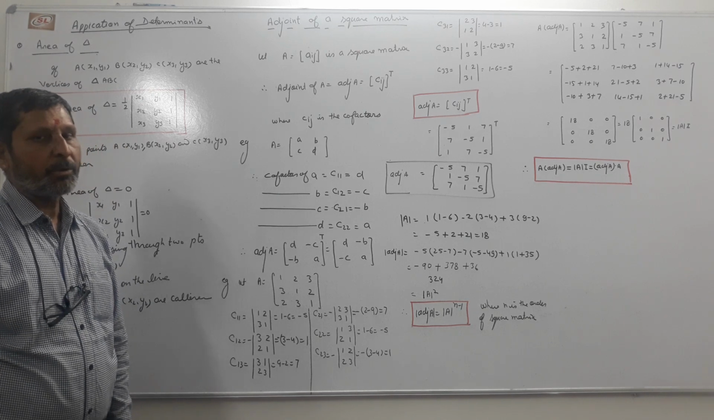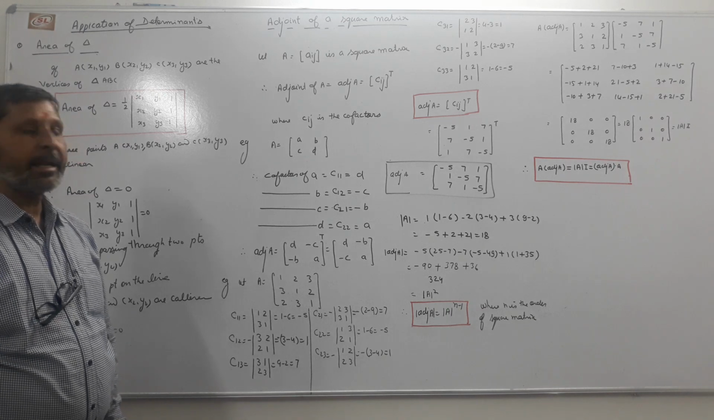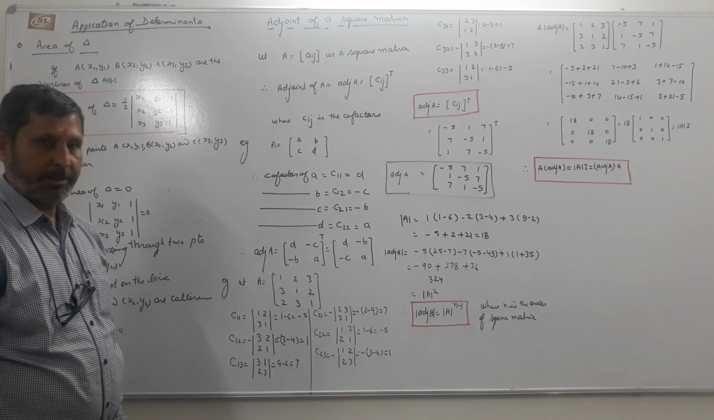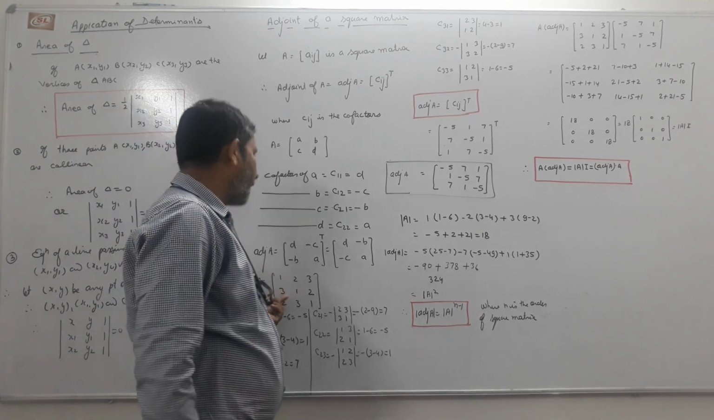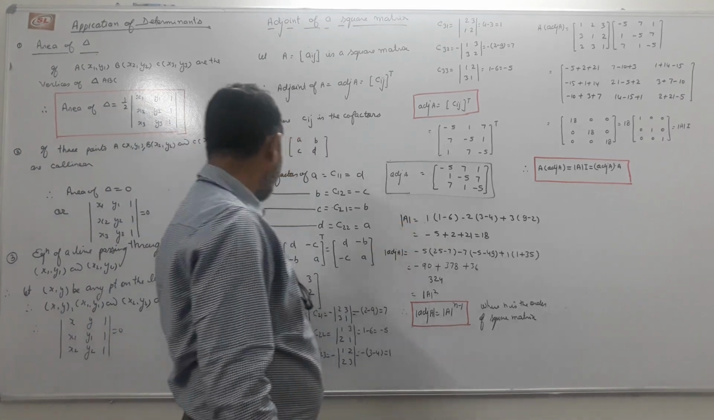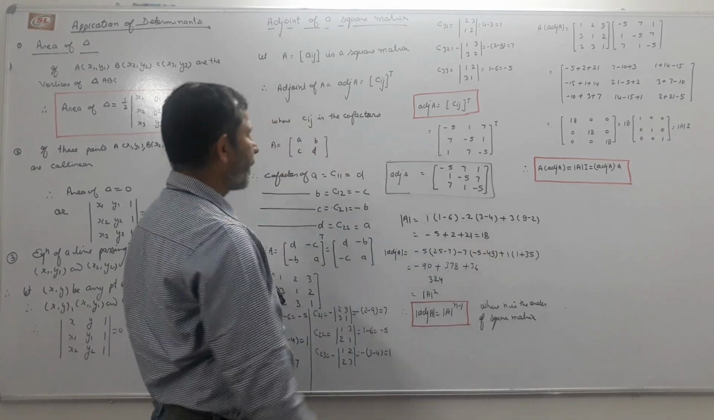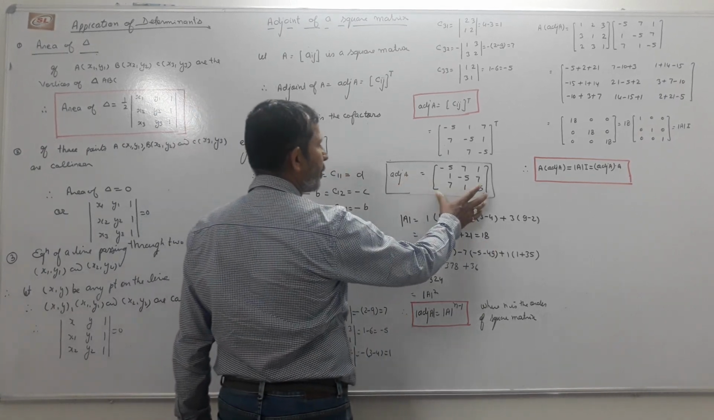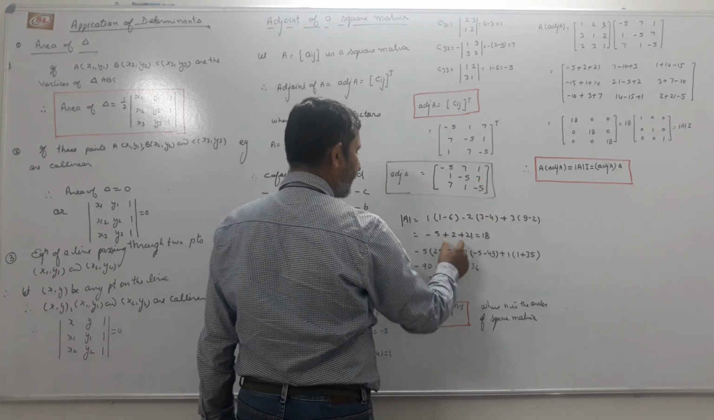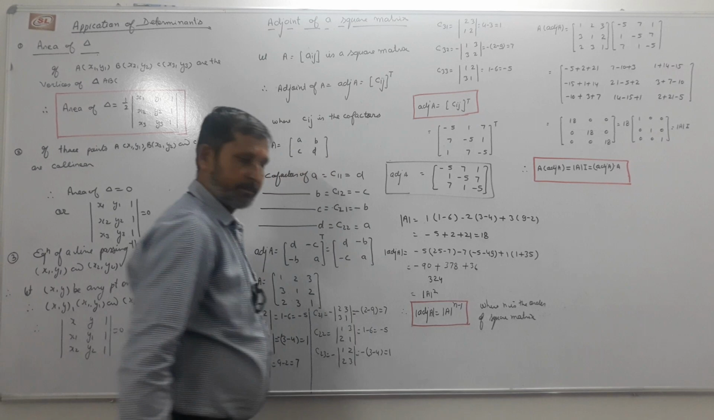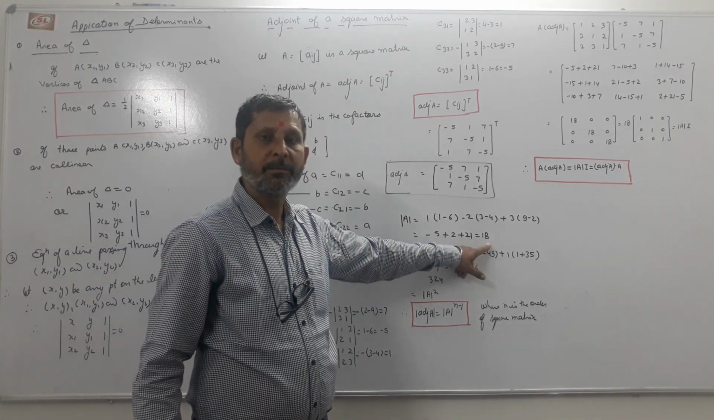The next part: what is the relation between a matrix and its adjoint? A is a square matrix. What is the determinant of A? Determinant of A, simplified, is 18. And what is the determinant of adjoint of A? Simplified, we get 324. And what is this 324? That is the square of 18.